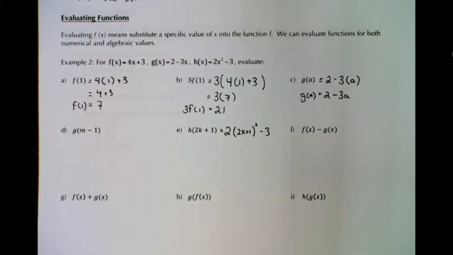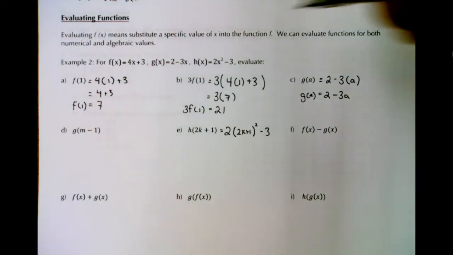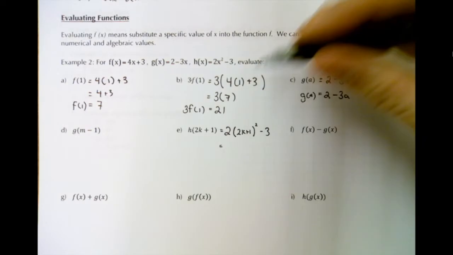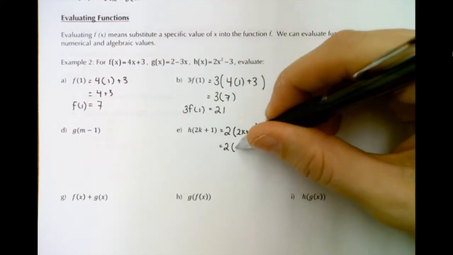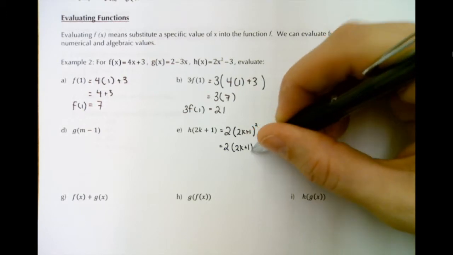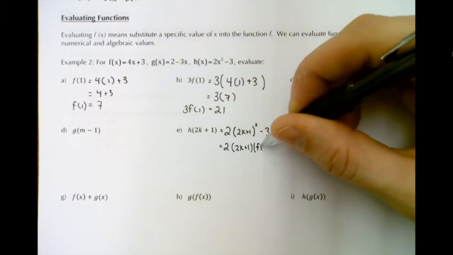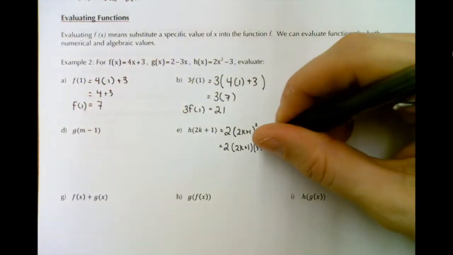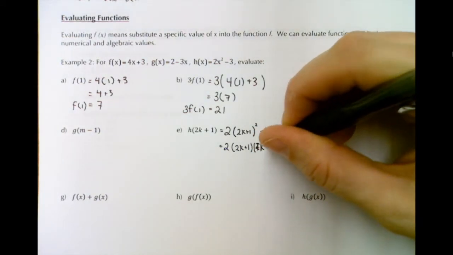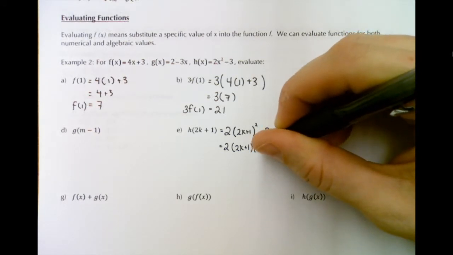And now we'd have to expand and collect like terms. How do we do that? Well, we've got one bracket squared, and we don't just square both terms. We write the bracket down twice, and we FOIL. Oops, that's not right. 2k plus 1, 2k plus 1.